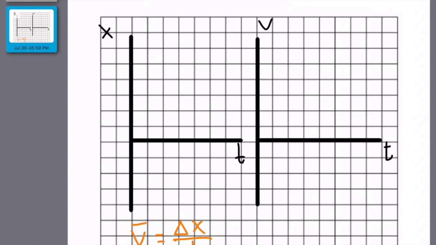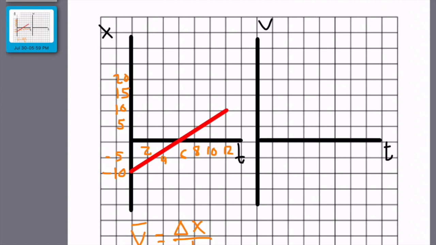So let's take this one right here. I'm just going to do something like that. Oh, that was terrible. I'm going to undo that, and I'm going to do it with a line. Something like that, okay? And let's give these guys some numbers. Let's call this 2, 4, 6, 8, 10, 12 seconds, and 5, 10, 15, 20, negative 5, negative 10, okay?